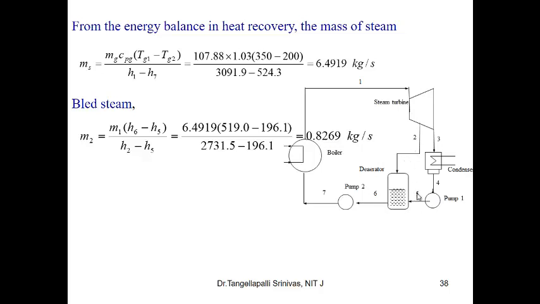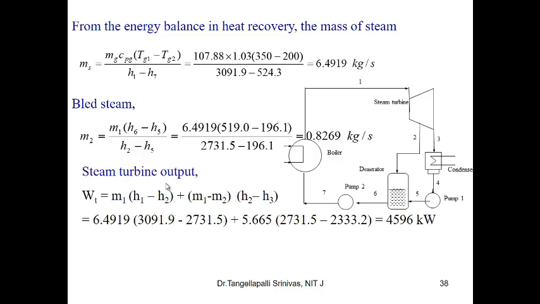Our total heat before mixing is equal to the total heat after mixing, that is m2 h2 plus m5 h5 is equal to m6 h6, where m6 is equal to m2 plus m5. This energy balance gives m2, the mass of steam required for the feed water heater, that is 0.8269 kg per second, and the steam turbine output is equal to the sum of the two stages.